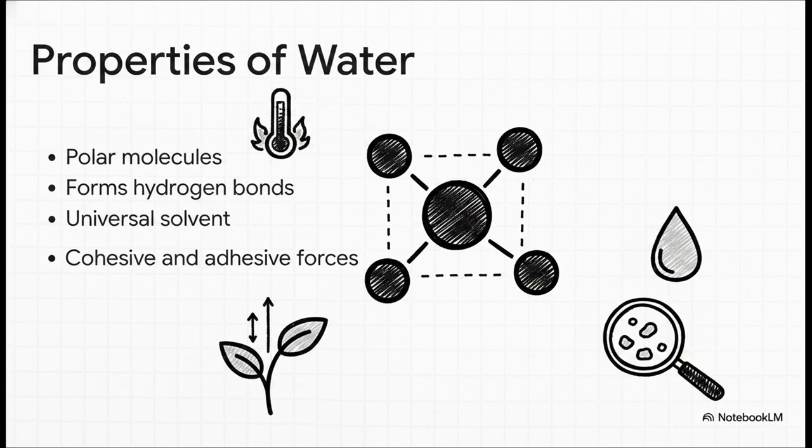Because of these bonds, water acts as a universal solvent. This is absolutely critical for transporting solutes, like glucose, across plasma membranes. Plus, its high specific heat capacity of 4.2 kilojoules per kilogram per degree Celsius helps organisms maintain a stable body temperature, while cohesive and adhesive forces allow for things like capillary action in plants.